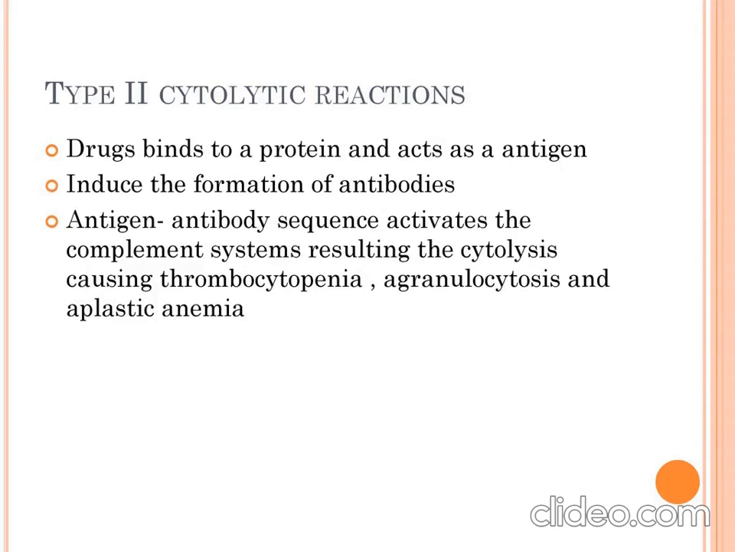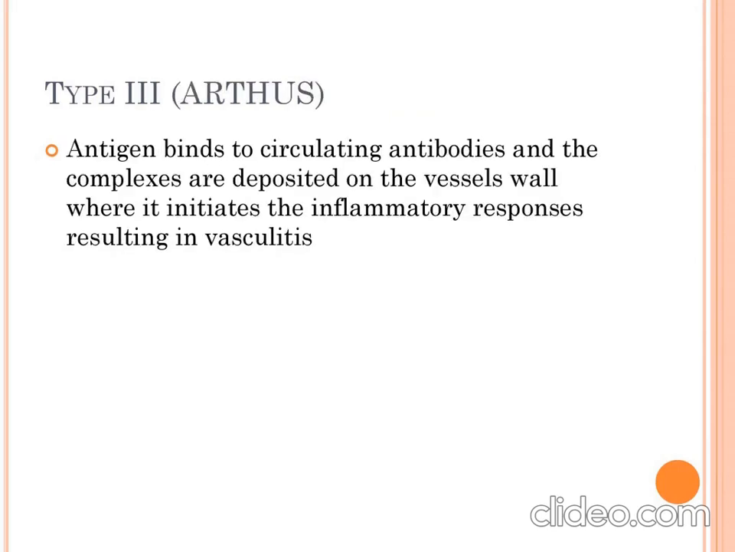Now the second type of allergic reaction is the cytotoxic reaction. Drugs bind to the protein and act as an antigen. This results in the formation of antibody. Antigen antibody complex activates the complement system resulting in cytolysis causing thrombocytopenia, agranulocytosis and aplastic anemia. The common examples of type 2 reactions are myasthenia gravis, blood transfusion reaction, pemphigus vulgaris, ANCA mediated vasculitis.